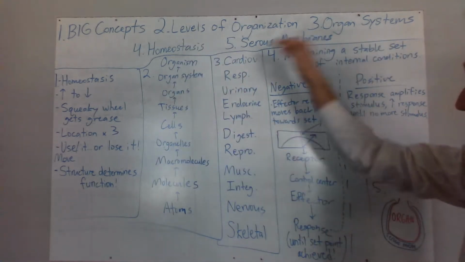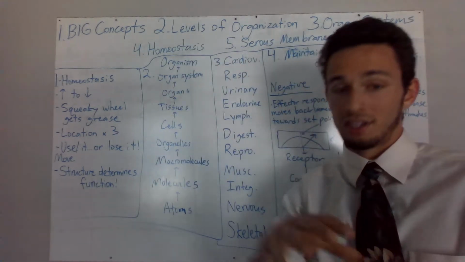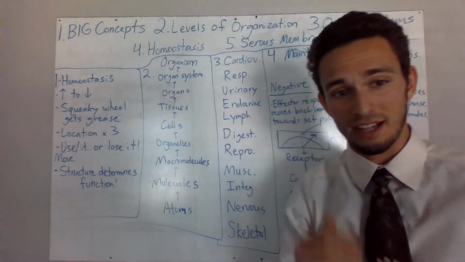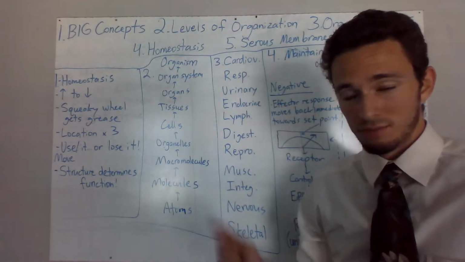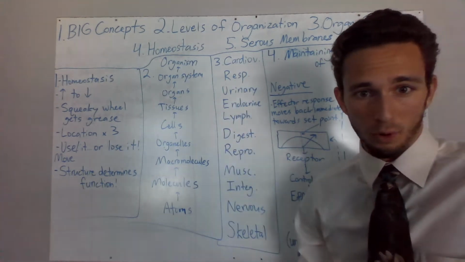All right. Number 3, at any point, pause and just kind of ruminate over this. This is a lot of material. Number 3 are all of your organ systems. I abbreviated a few of them so they could fit on the board.